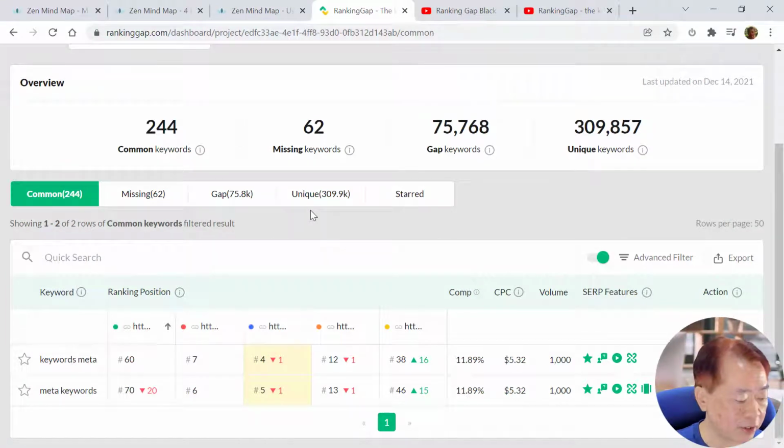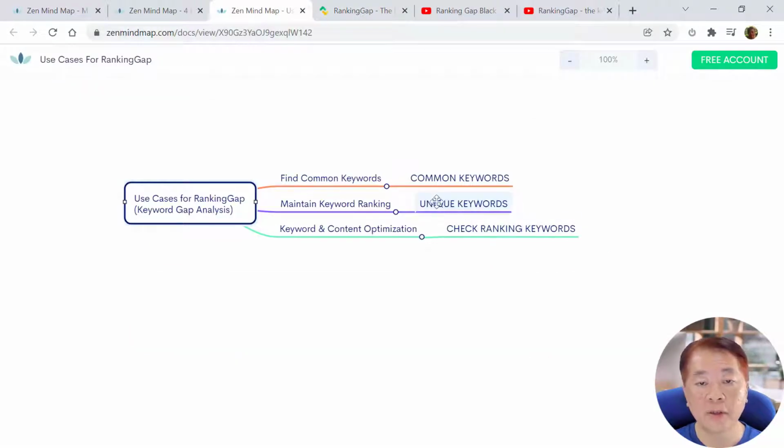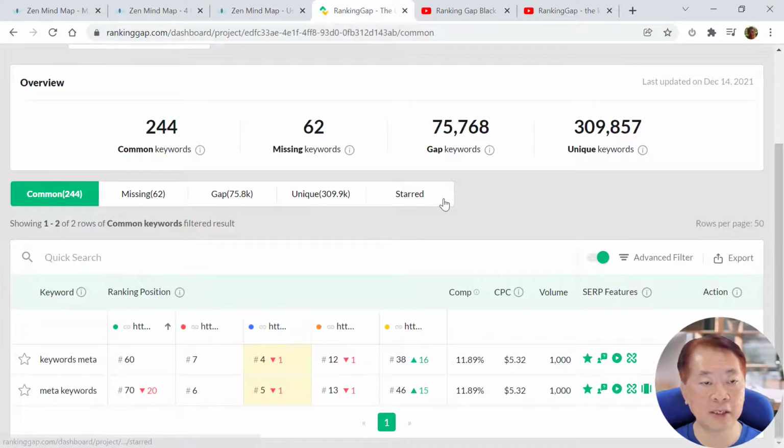So the next step is actually we have to find unique keywords. We are using this feature, unique keywords, to see which are the keywords you have to maintain your ranking. So it's quite simple. Go back to our case study. So we have to find unique keywords. These are the unique keywords.